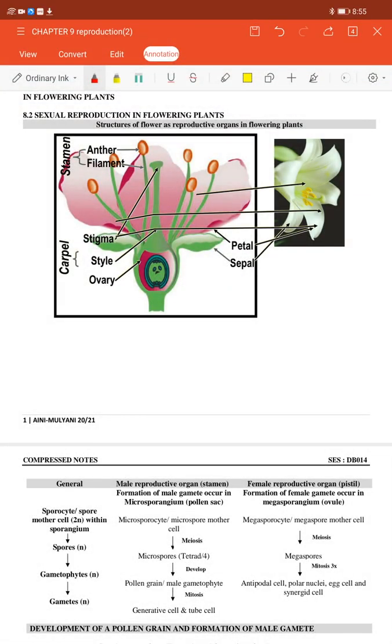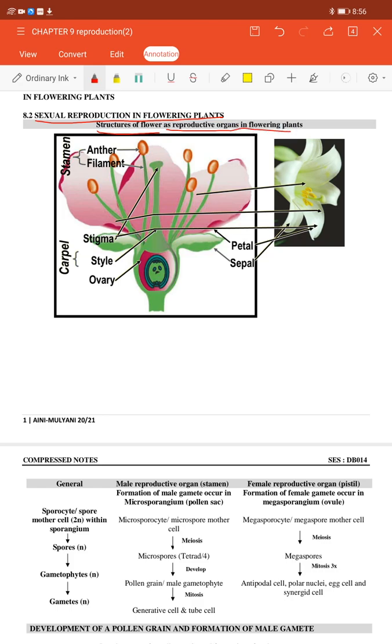For the next video, still based on compressed notes and still on chapter 8, which is reproduction and development. So now is 8.2. We go into sexual reproduction in flowering plants. I am going to explain basically the structure of the flower as reproductive organs in flowering plants.